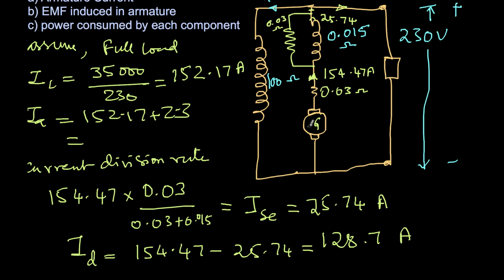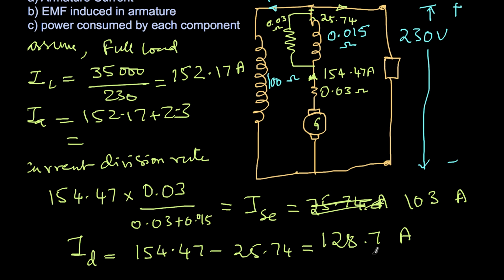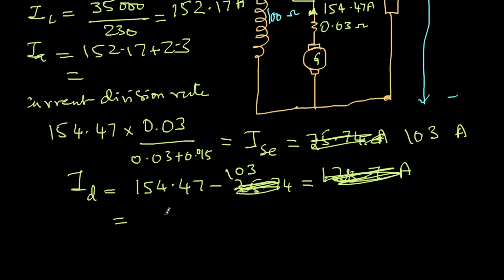So how I came to this is, because this resistance is less than this resistance, more current should be flowing in this path. When I compared these two, it was not coming correctly, so let me just correct it myself. So 102.98, I just round off to 103 amperes. So the diverter current will be nothing but 154.47 minus 103, that will be 51.47 amperes. So I got the diverter current also.